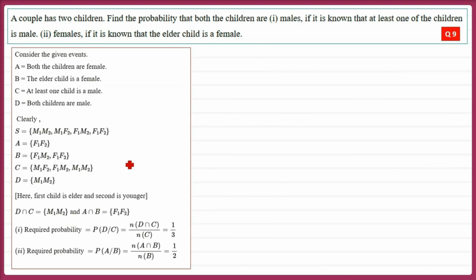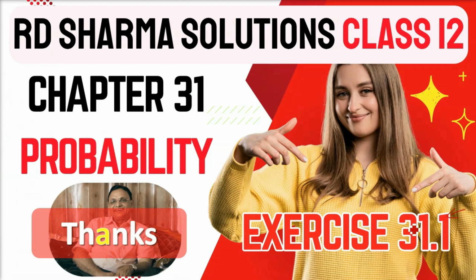Now this is the whole procedure. It was a good question. You may be able to do it by yourself. So this is all about this exercise.